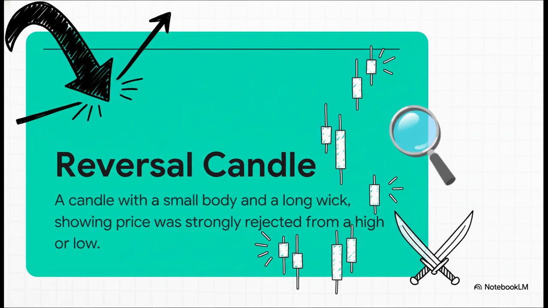And now for its total opposite, the reversal candle. Remember how we talked about rejection? This is what it looks like in its purest form. That long wick tells you that price made a big push, either high or low, but then got aggressively slammed back down, closing right near where it started. It's the story of a failed attack, and it signals a potential shift in power.